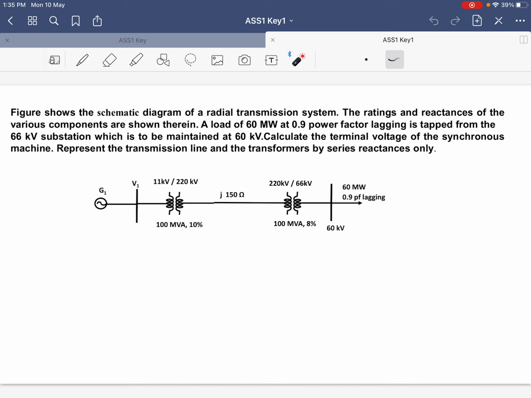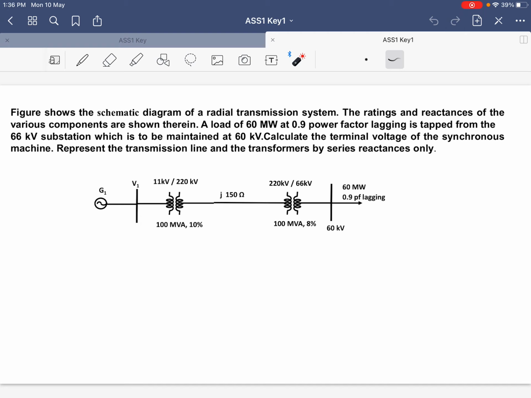Here it consists of generator 1 which is connected to the load of 60 megawatt at 0.9 power factor lagging through two transformers, that is one transformer and the second transformer having a rating of 100 MVA each, with one having 10% reactance and the other having 8% reactance. These two transformers are connected by a transmission line having a reactance of j150 ohm.